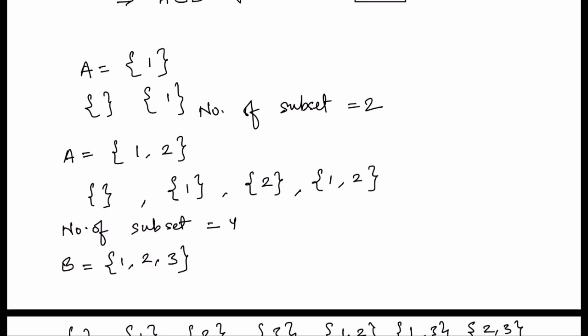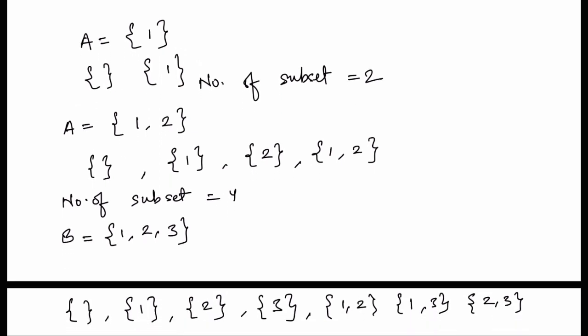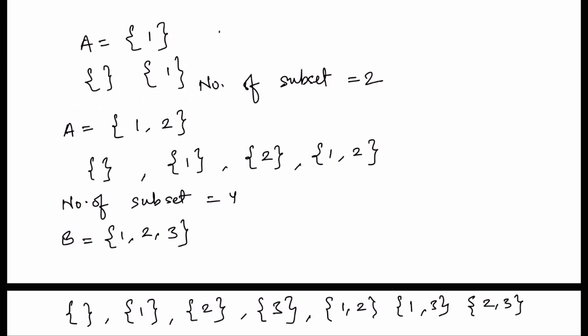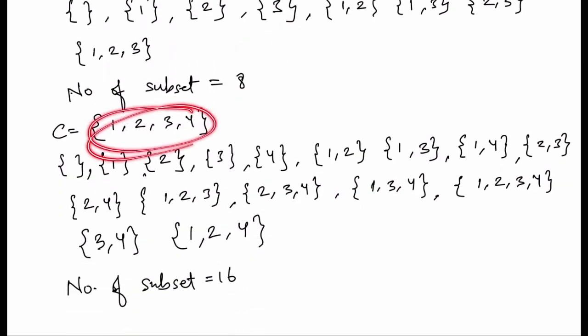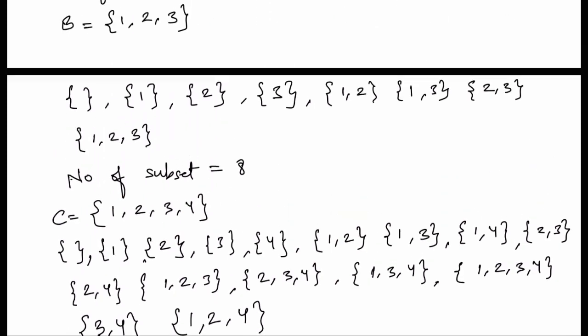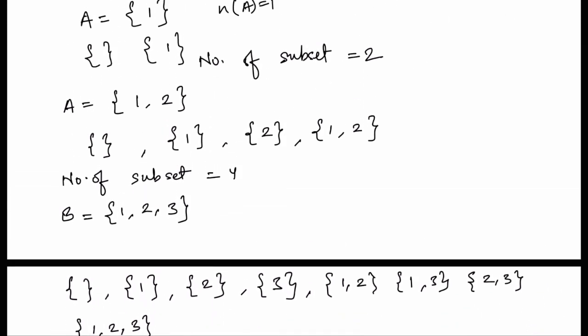So how can we formulate this? You can see here, if I have number of elements 1, I have got number of subsets 2. When the number of elements is 2, the number of subsets was 4. When the number of elements was 3, I got number of subsets 8. When the number of elements was 4, I got number of subsets 16. So there is a pattern here.